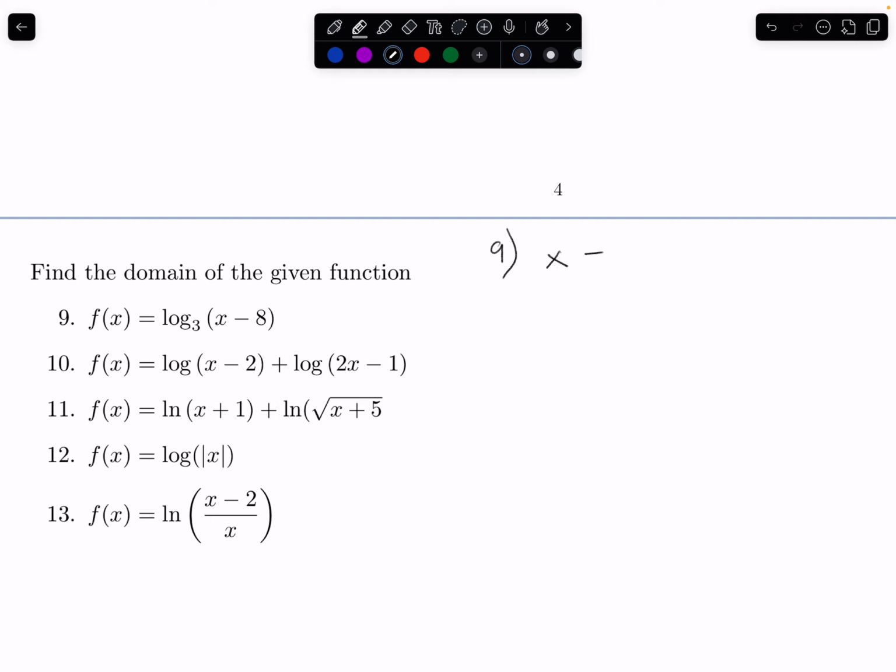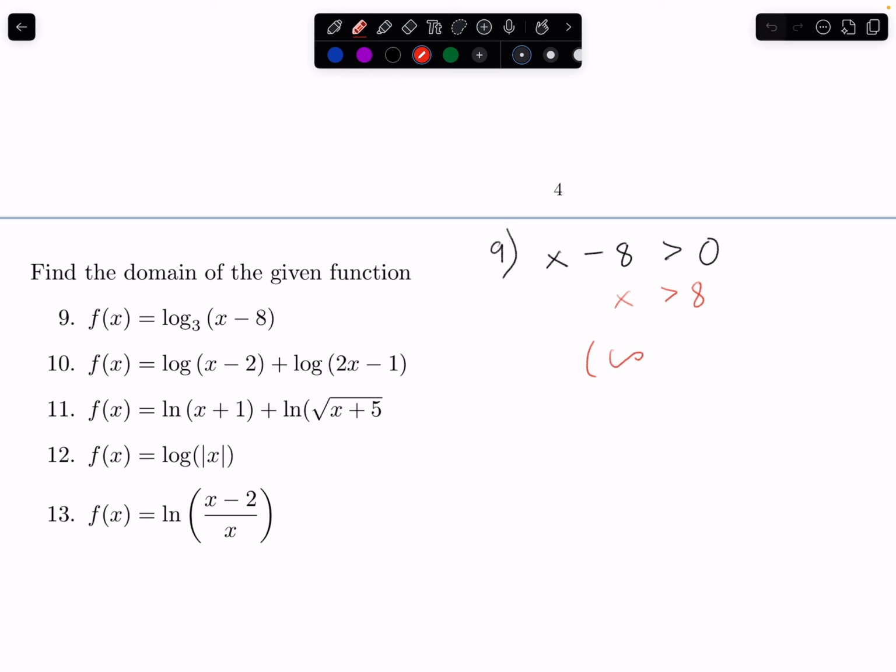is bigger than 0. So I'm going to solve the inequality x minus 8. I'm sorry, did I say 1? I meant 0, sorry. x minus 8 is bigger than 0. Okay, so solve that thing. Add 8 on both sides. I got x is bigger than 8.